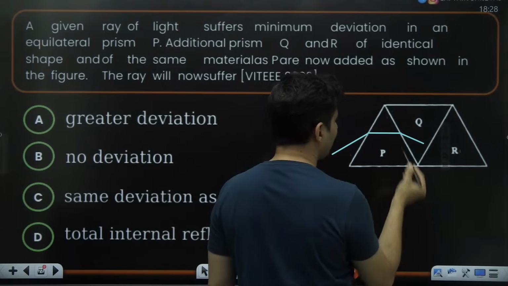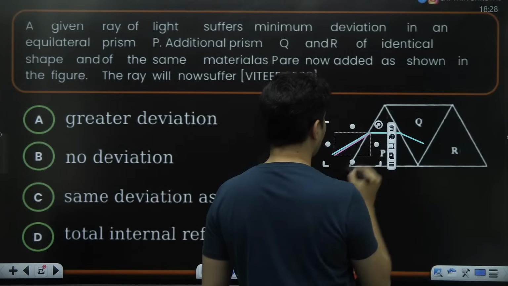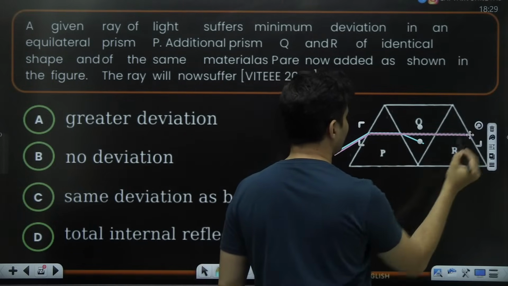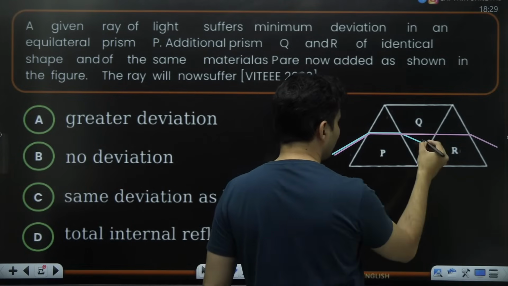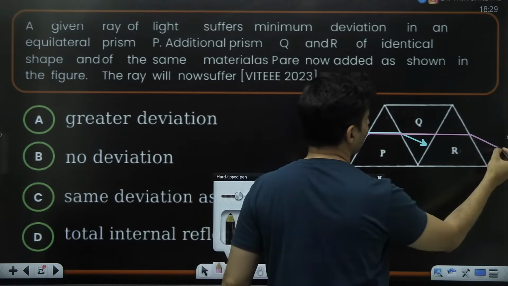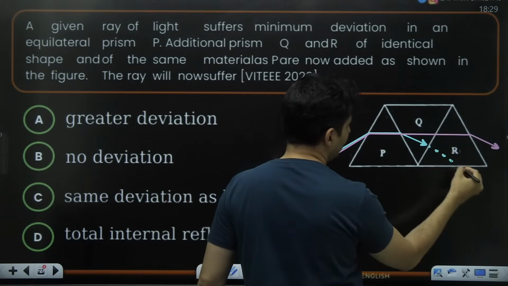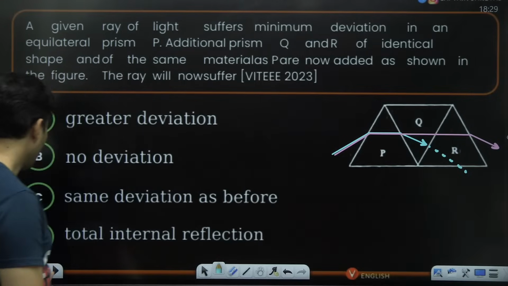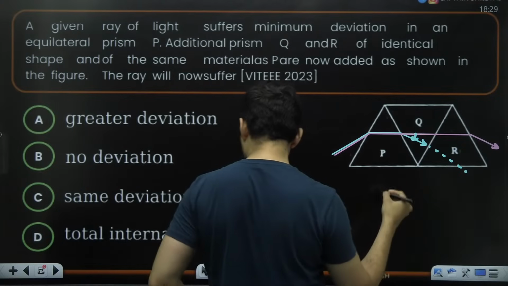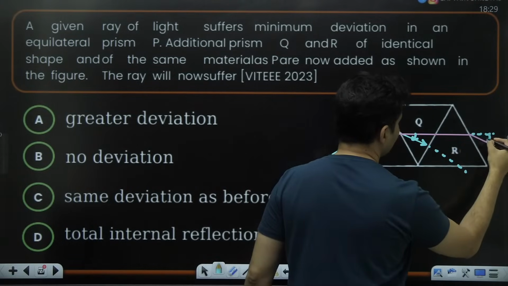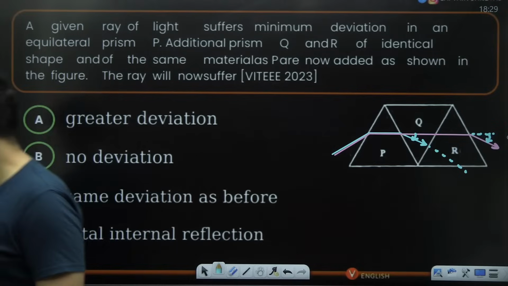Because it's the same material, no change in medium, no change in medium. Whatever the ray will come over here, that ray will continue to go like this, and eventually it will come out like that, and these two will obviously be parallel to each other as compared to the previous one. Instead of coming out from here, now it will come from here. Obviously they are going to be parallel to each other, so deviation will be the same. So I think same deviation as before, that is the correct answer. So earlier this was the deviation, now this is the deviation, which is obviously going to be the same. It's a very direct question, no need of any formulas or anything else.